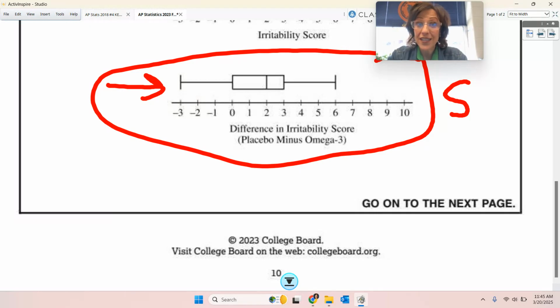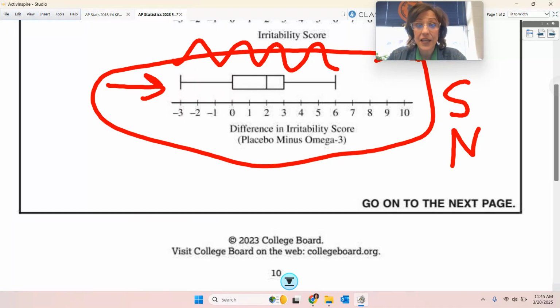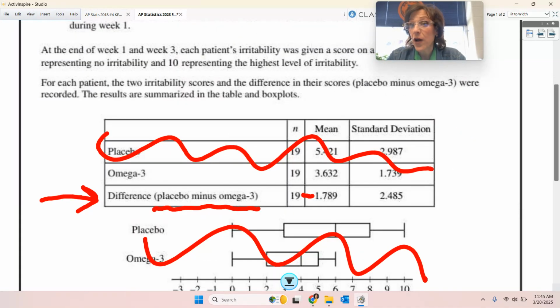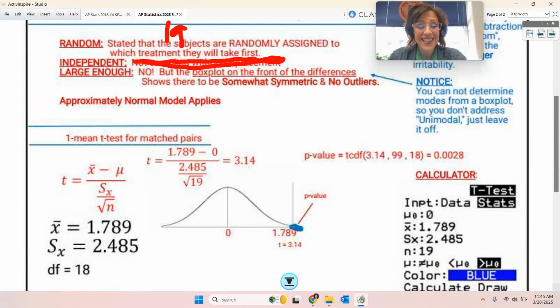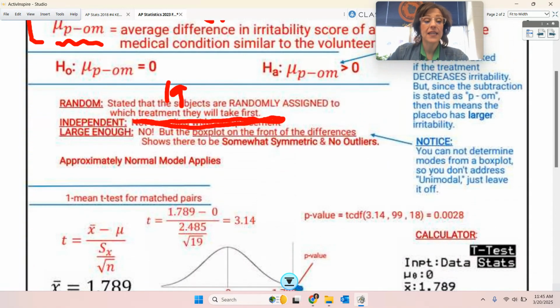Because you can't tell modes from a dot plot, it could look like this. That's somewhat symmetric. You don't know. So you leave that off, okay, because you can't tell. So somewhat symmetric. If I could tell, I would say it's unimodal, but I can see that there are no outliers. So I was only able to do the S and the N, and so that's why I just put that. And then don't forget, approximately normal model applies.